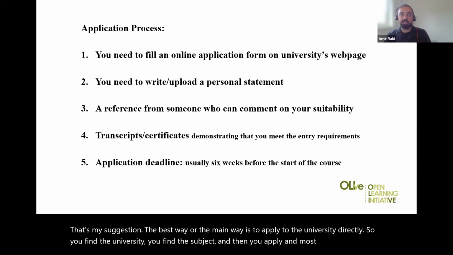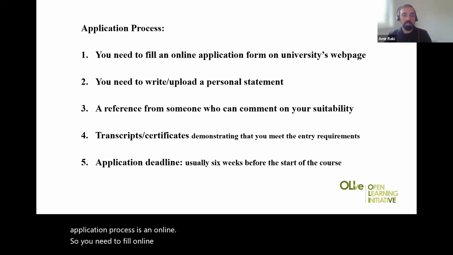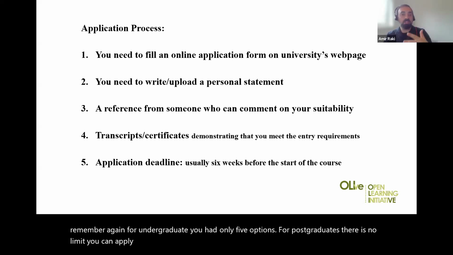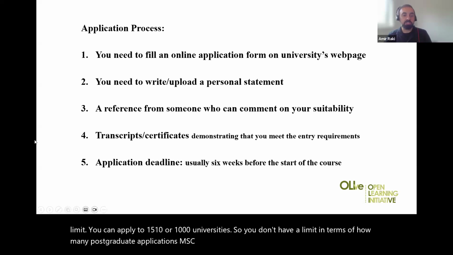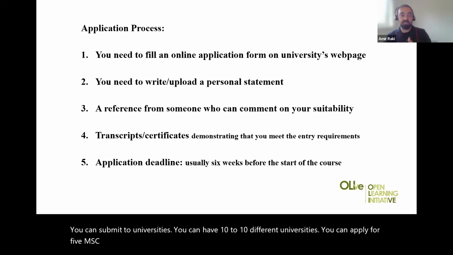And most of the time, the application process is an online application. So you need to fill in online forms through the university webpage. And then, if you remember again, for undergraduate, you had only 5 options. For postgraduates, there is no limit. You can apply to 1, 5, 10, or 1,000 universities. So you don't have a limit on how many postgraduate, MSc applications you can submit to universities. You can apply to 10 different universities. You can apply for 5 MSc courses in 1 university. So there is no limit as such.